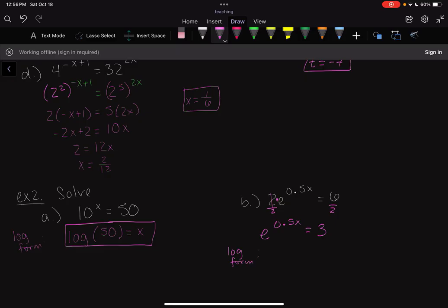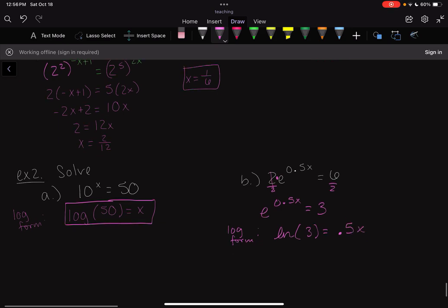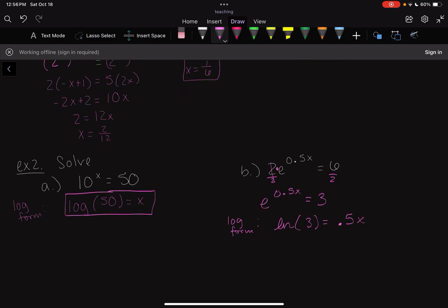Because my base is e, I need to use ln. Logs are equal to exponents, so it'll be 0.5x on the other side. To get x alone, I'll divide by the 0.5. So I get x equals ln 3 divided by 0.5. And we can just leave that, or you can approximate it in your calculator, but I'm fine with leaving it.